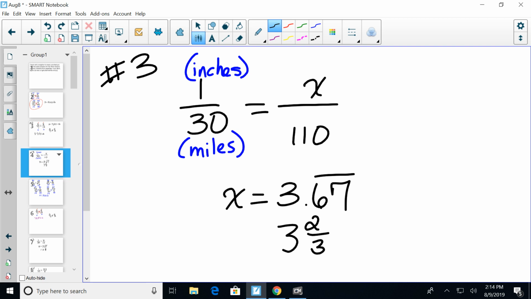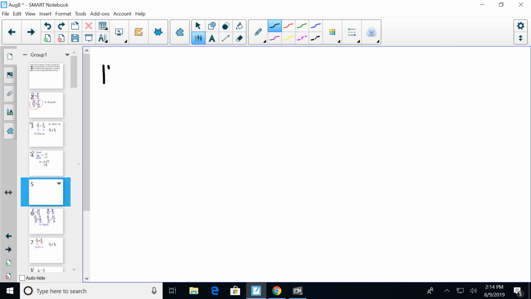All right, so let's look at number 4. On number 4, you were given: Sam is building a model of an antique car. The scale of his model to the actual car is 1:10. His model is 18.5 inches long. How long is the actual car? So what's our first ratio? 1/10. 1 represents what?